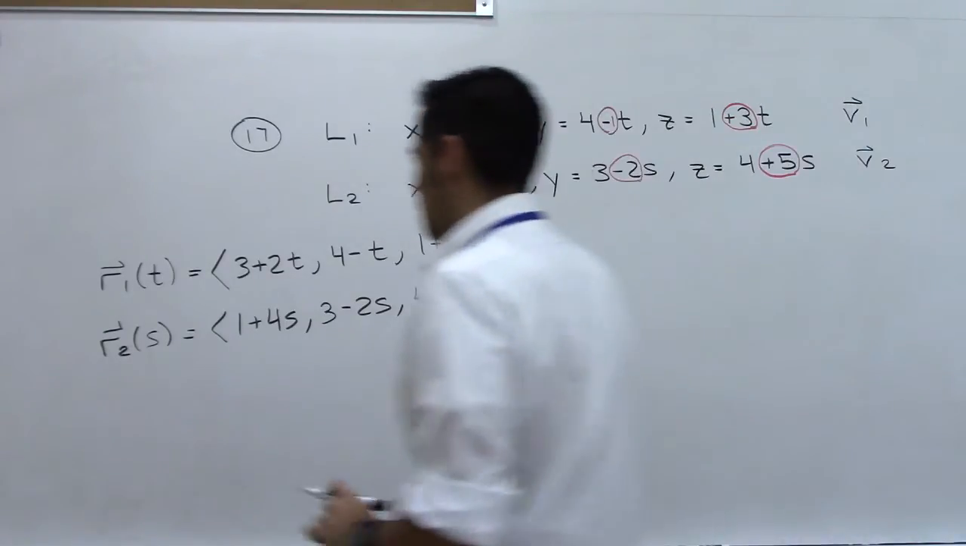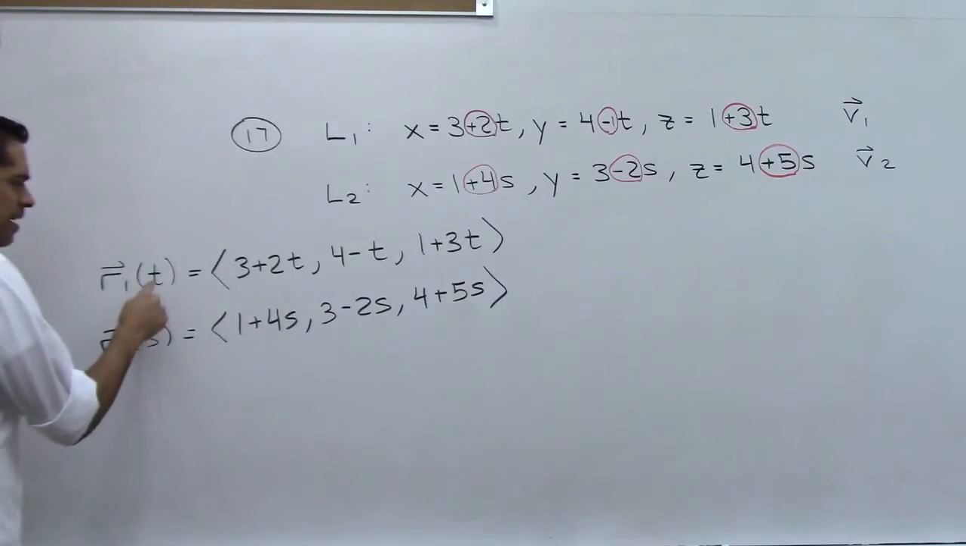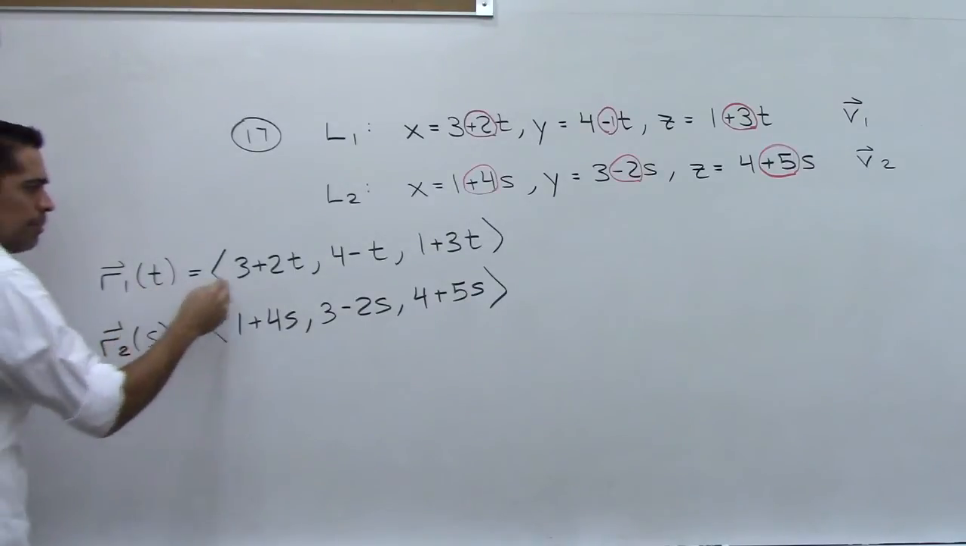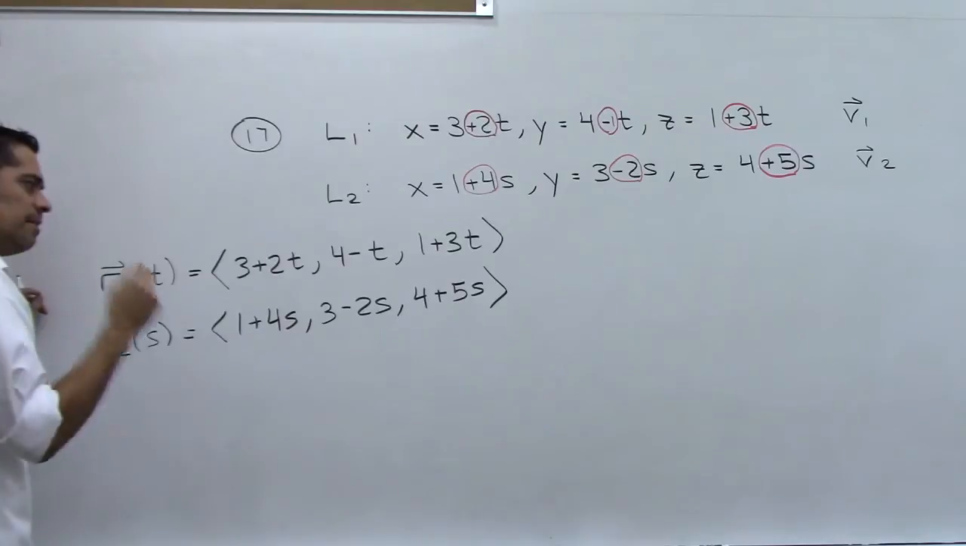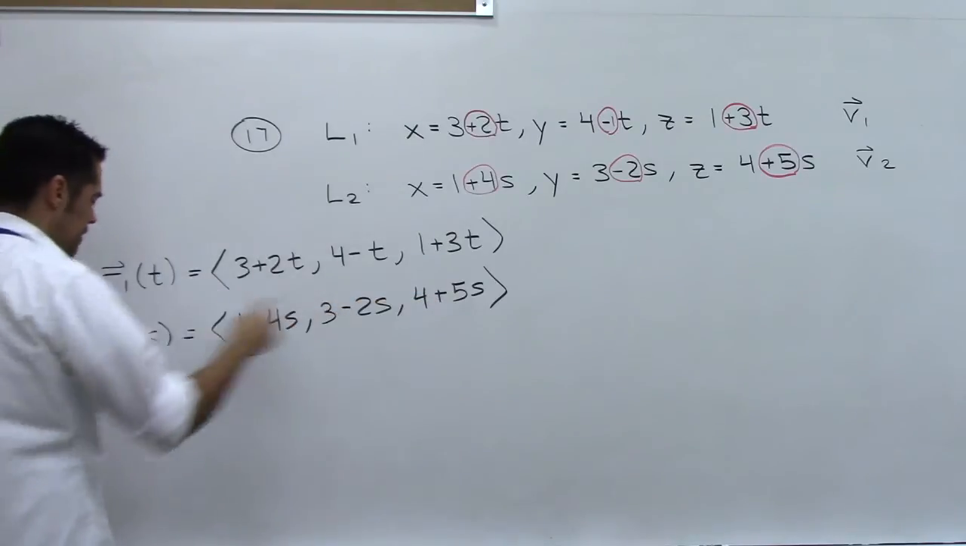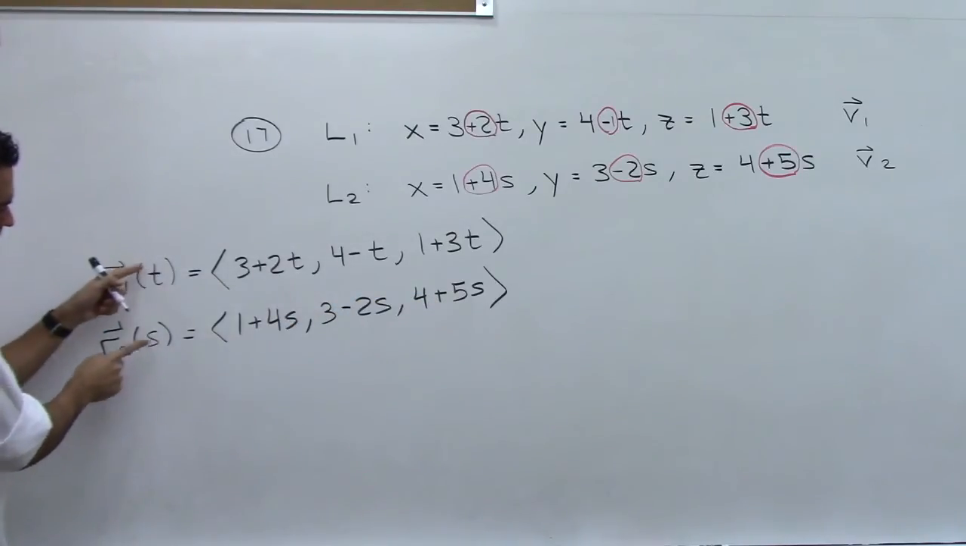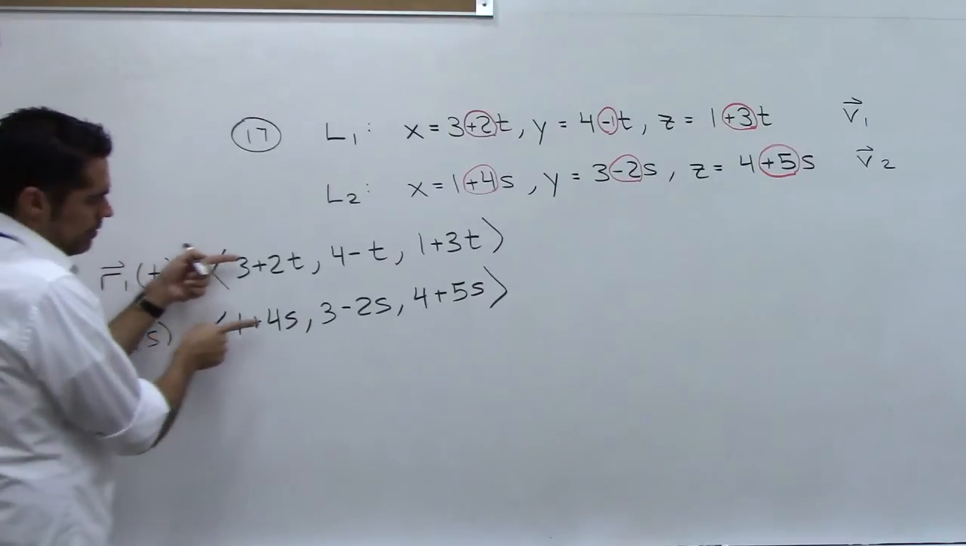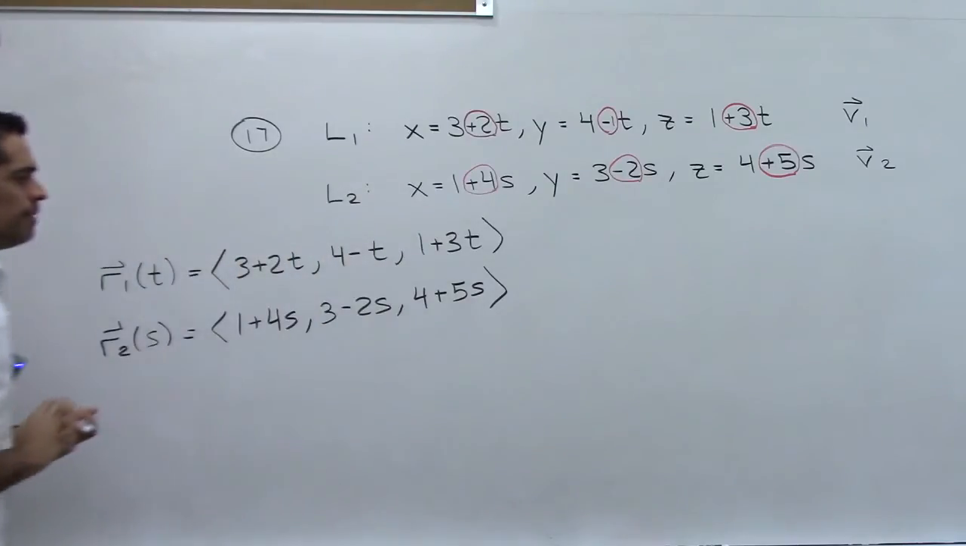So that question I was just asking is saying this. Is there some value of t that when I plug it in here, I can get it to match with this vector for some value of s? So I'm trying to find a t and an s that I plug into both of these and I get these things to match. Well, let's think about what that means.